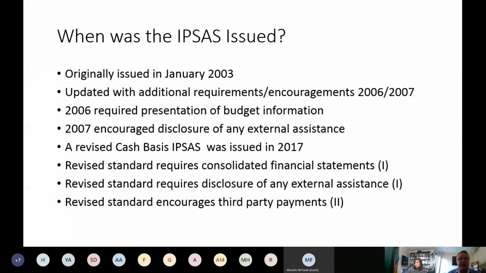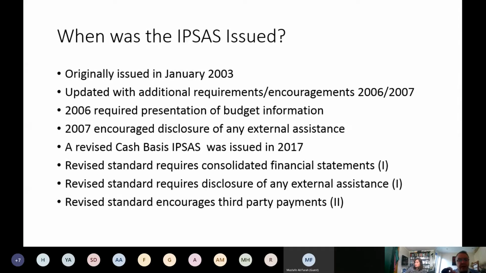The revised cash basis was issued in 2017. So this is the big one that we're using now. And this is why it's important that you are updated on this new standard. So what does the standard require now? Well, first of all, the revised standard requires consolidated financial statements. So what do I mean by that? I'll explain that in more detail in a moment.